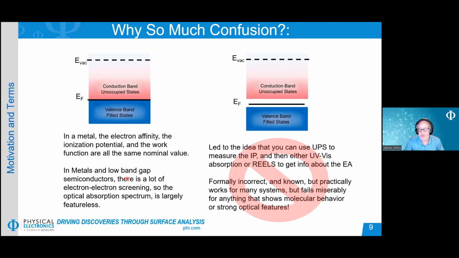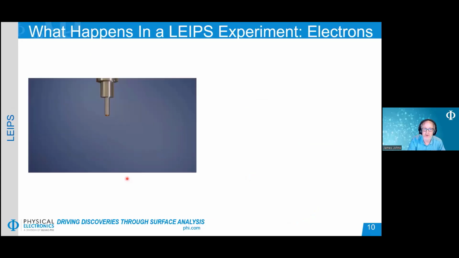Where this stops working completely is in molecular systems, and in systems that show strong optical features. So systems with large exciton binding energies or strong excitonics, or in general, low dielectric constants, also tend to show very different data between reals and inverse photoemission and UPS. So it's formally incorrect, but most people know that, though not everyone does, and that's sort of the difference between the two. I just wanted to clear that up at the start of this talk.